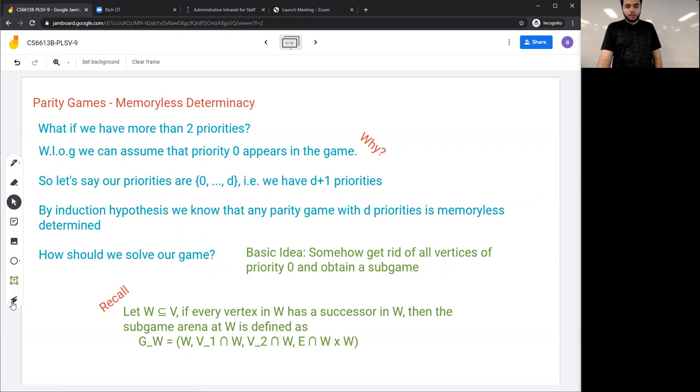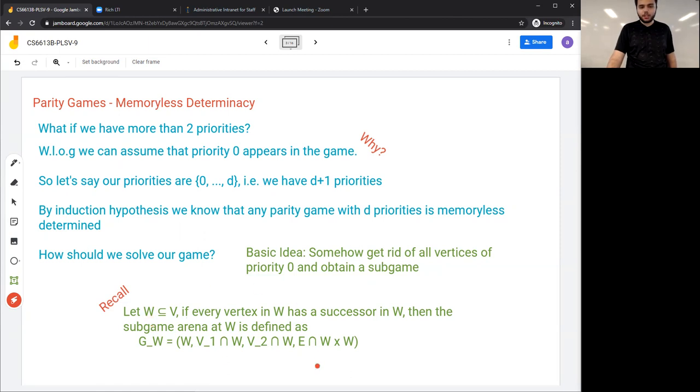So basically what I want to do is to somehow get rid of all the vertices that have priority zero and obtain a subgame, and then do induction and solve it in the subgame. And remember what we meant by a subgame. A subgame was basically the game that we played on a subset of vertices, a subset W of vertices.